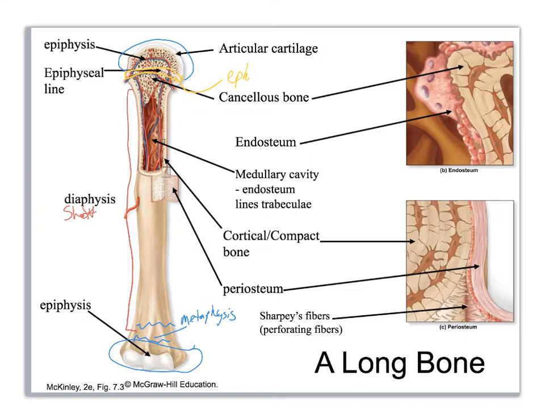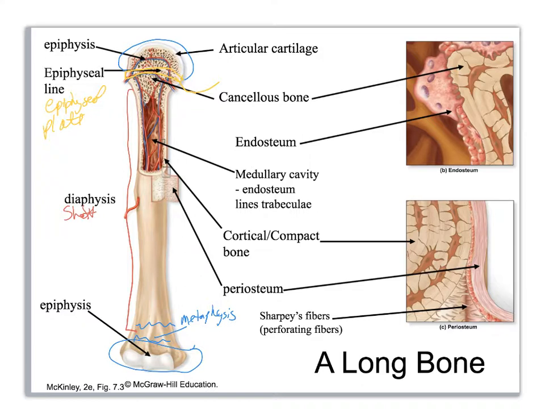Oops, I'm misspelling that. Actually, let's do it over on the other side where we've got the other term for it. We call this the epiphyseal plate. And this is a thick wedge of hyaline cartilage that is going to be turned into bone as you grow.